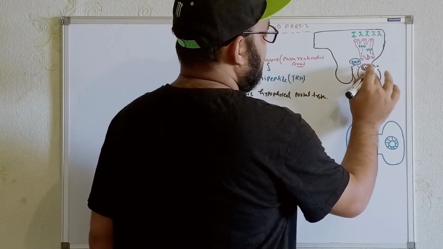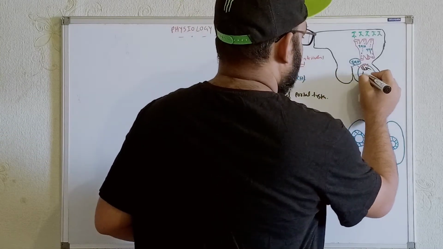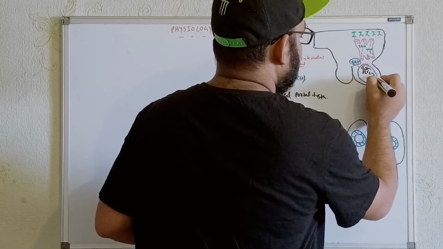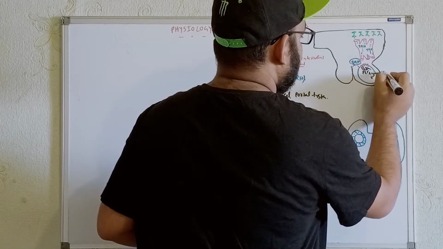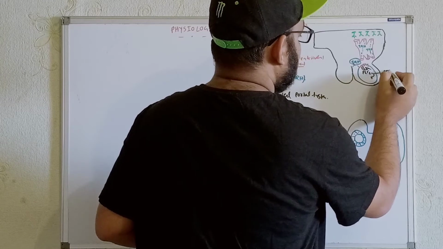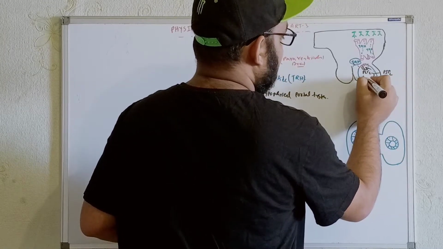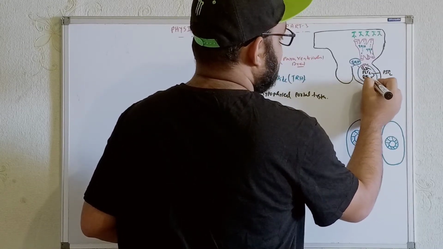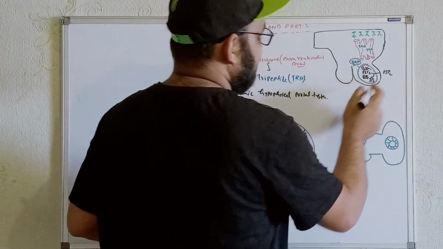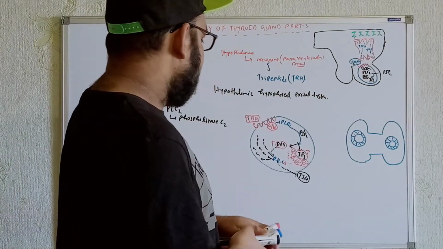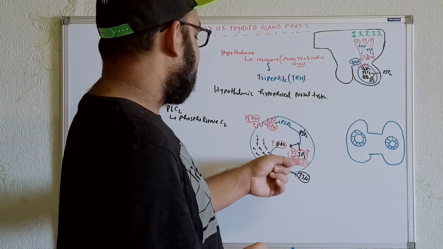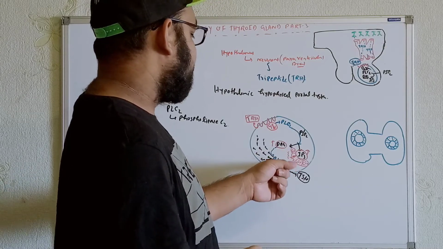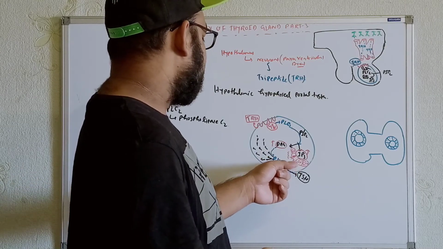Phospholipase C2, it broke down what? The PIP2, for example, the PIP2 into two components that is present in the membrane. One is DAG, that means diacylglycerol, another IP3. The DAG will activate the protein kinase C, and the IP3 will activate first the endoplasmic reticulum, and the endoplasmic reticulum releases calcium.